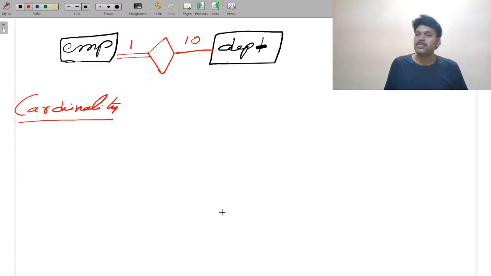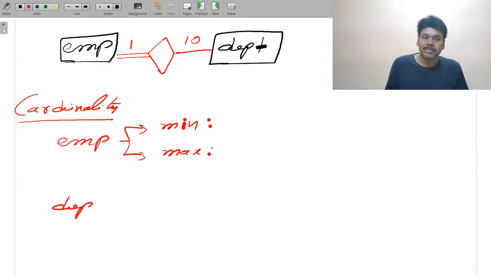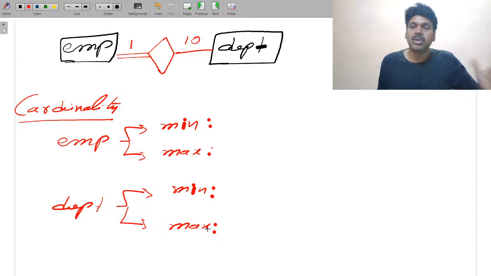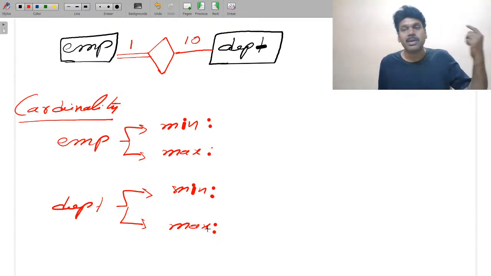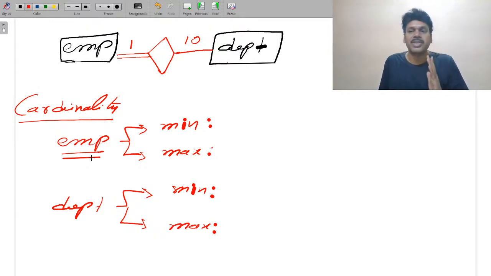What is the meaning of this? Please observe carefully. I am giving you sentences. Employee minimum and maximum, and department minimum and maximum. You can also chat with me. Every entity has minimum and maximum cardinality in real time. Minimum is decided by the participation constraint, total or partial. But maximum depends upon your cardinality ratio, like 1 to m, m to 1, 1 to 1, m to m. Now you decide what is employee minimum. Minimum means you look at whether it is total participation or partial participation.